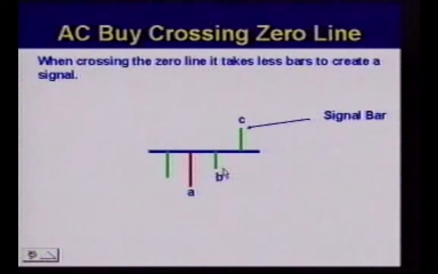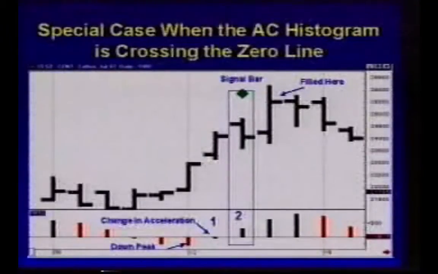Then B comes out. That is a smaller negative number. It's a green bar. At this point we would need 2 more green bars or 2 consecutive higher highs to create the signal, but the next bar crosses above the zero line. So now we are going with acceleration. It's easier to buy. This will now meet the requirement. So 1 tick above the high of that bar will be our signal.